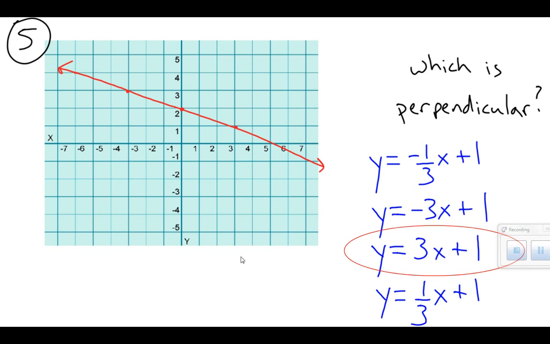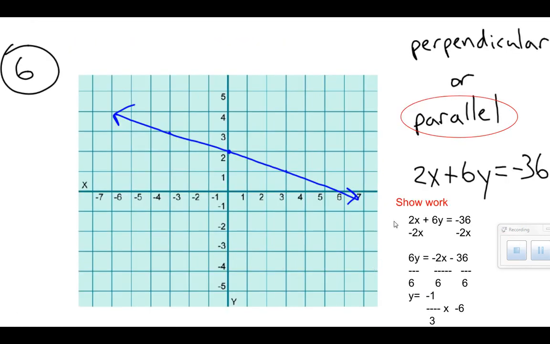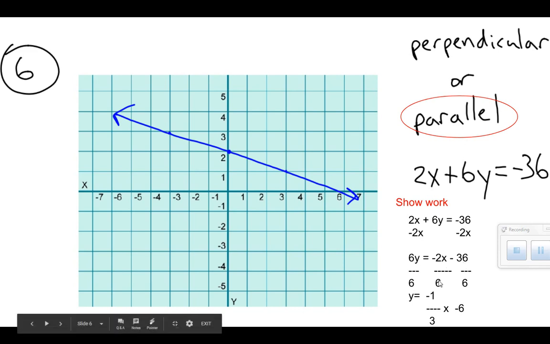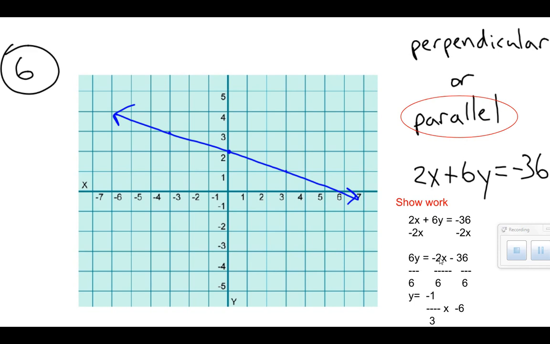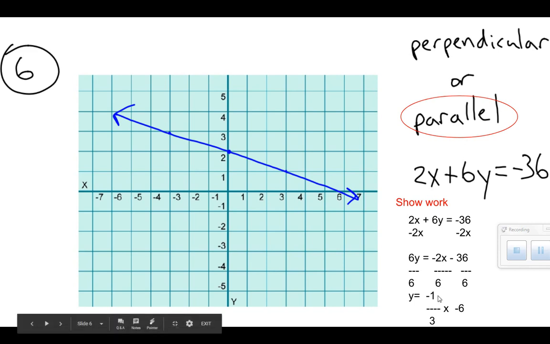All right, next one. This one's a little harder because it says, is this line I'm giving you parallel to this blue line, or is this equation perpendicular? So you can't tell until you solve it for y. So take away 2x on both sides, bring down the 6y, bring down the negative 2x minus 36, divide everything by 6, and when I reduce that, negative 2 over 6 reduces down to negative 1/3. That is the equivalent slope with a different y-intercept.